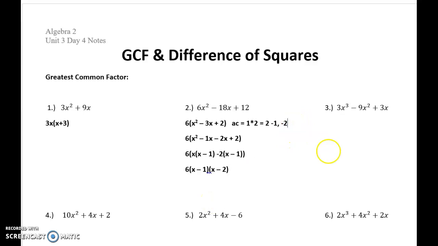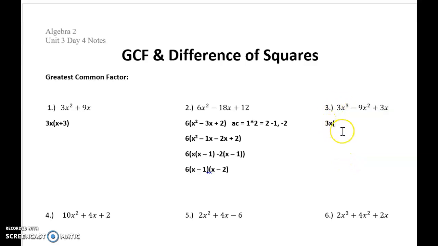All right, let's scoot over here to number 3. We'll follow the same logic as we did on number 2. Looking at the numbers first, 3, 9, 3. Well, 3 can go into all of those. And now look at my variables, x to the third, x to the second, x to the first. Well, I can put x into all of those, right? I picked the smallest exponent, which is this one, x to the first. And now I'm going to divide.